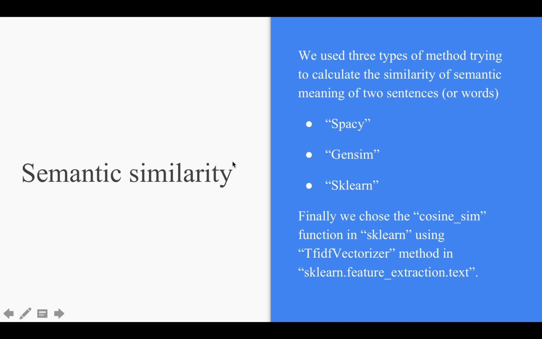The second kind of similarity we consider is called semantic similarity. This generates words with similar meanings. We also tried different methods. The first one is spaCy, the second one is JSIM, and the third one is from sklearn. In sklearn, we found a very good function called cosine sim, which is able to generate the similarities of words or sentences or even documents. Because it works quite well, we chose the last one.